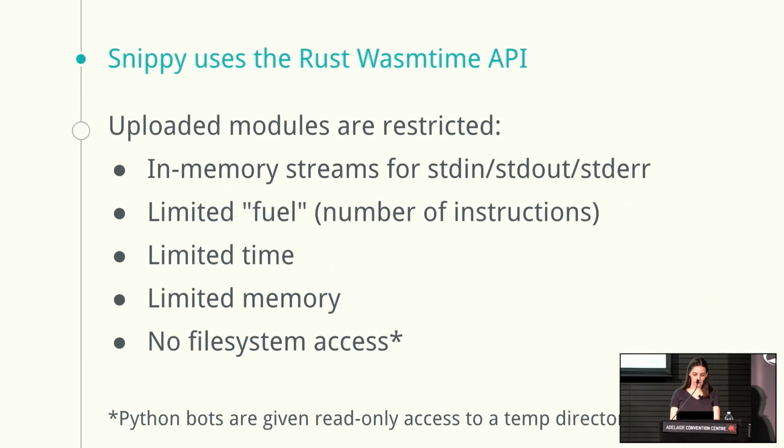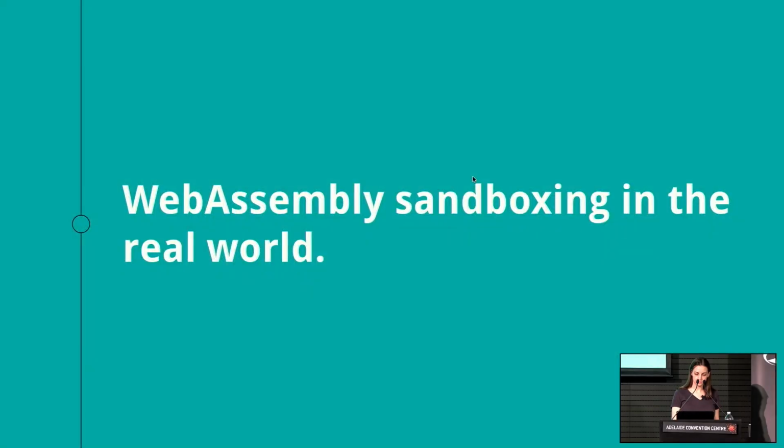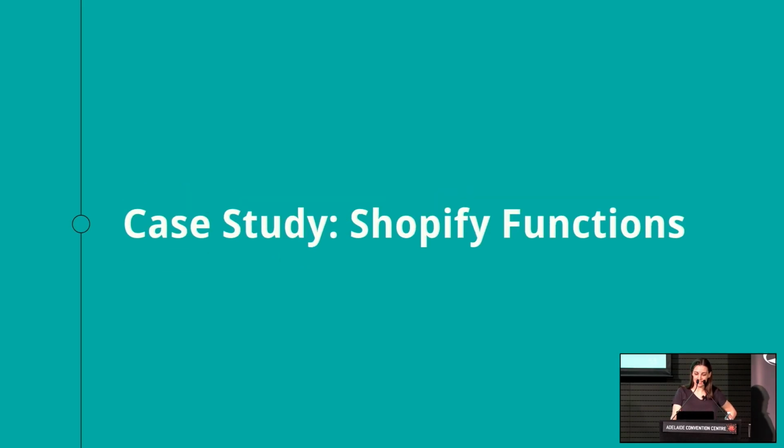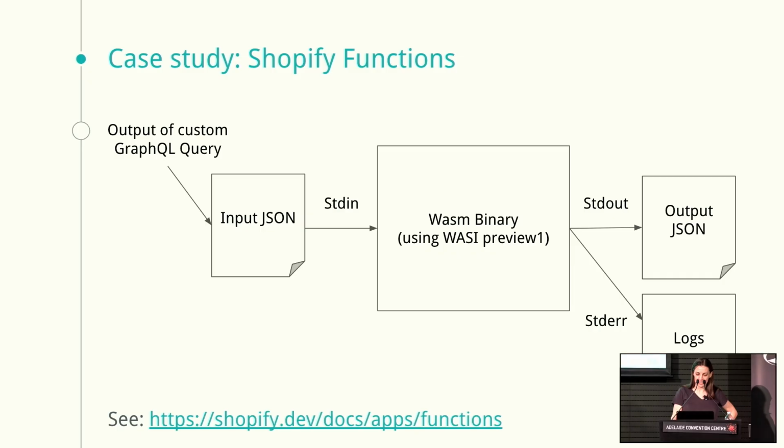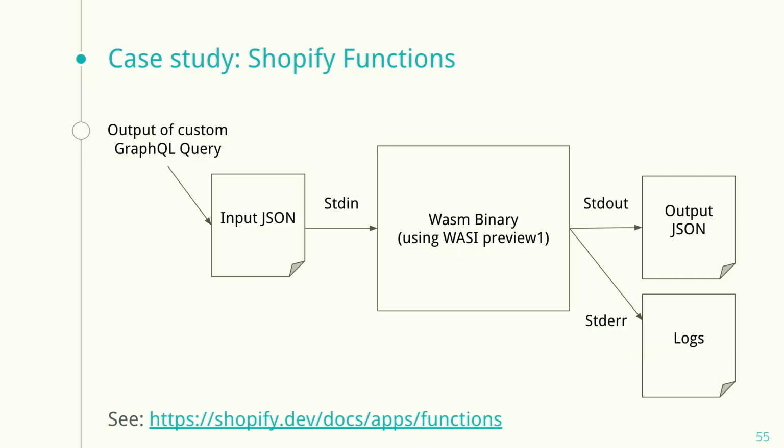Okay. So how are people using this in the real world? This is just a toy example, but it is inspired by the real world. In particular, Shopify Functions, I wanted to kind of build my own version of this. They also use WASI Preview 1, and they also use standard in, standard out, and standard error as the kind of way of getting data in and out.